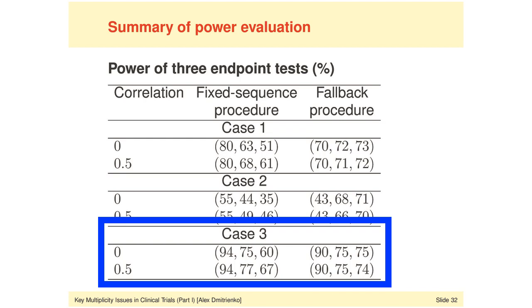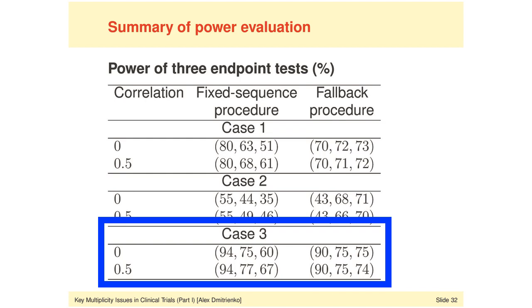The last case, case 3, is a favorable configuration for the fixed sequence procedure because the monotonicity condition is met in this setting. The first endpoint is powered at 95%. And as a result, power of the second and third endpoints declines fairly slowly. The fallback procedure also performs quite well in this case. There is a little bit of power loss for the first endpoint. It drops to 90% from 94%. Once again, because the fallback spends only half of the alpha on this endpoint.